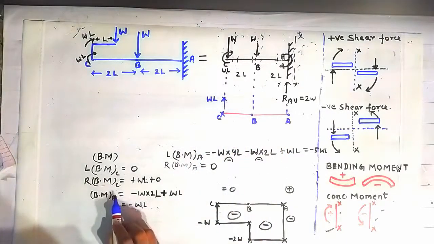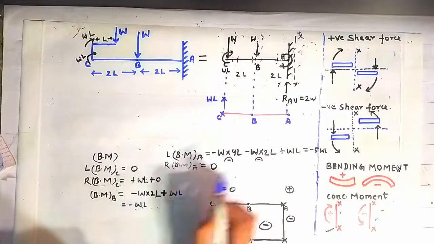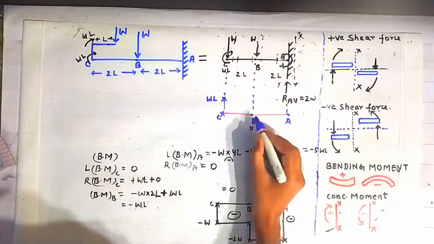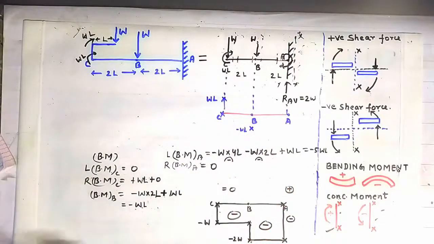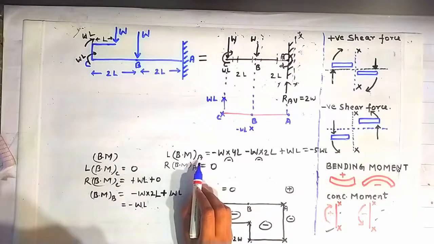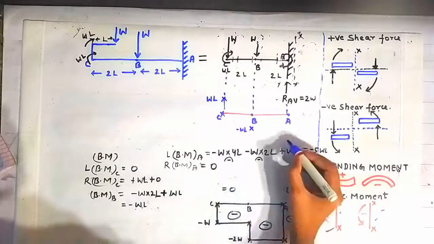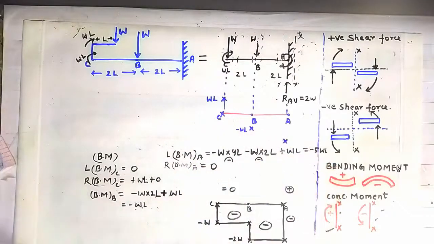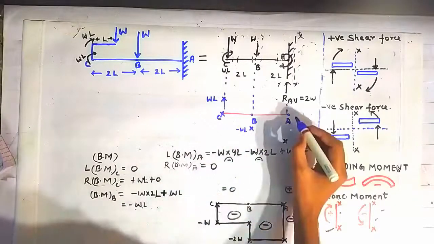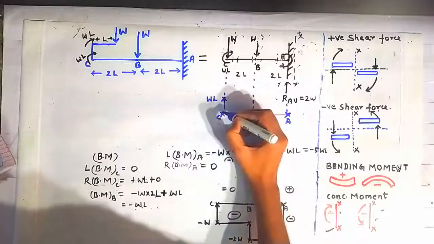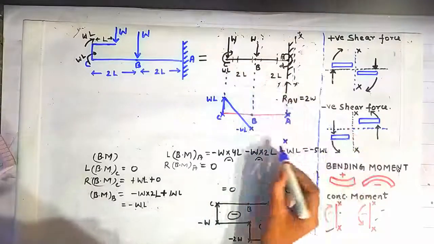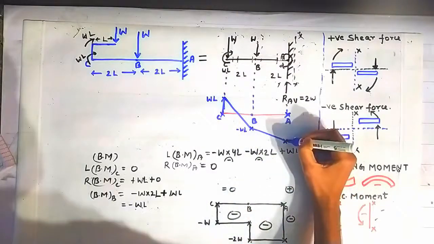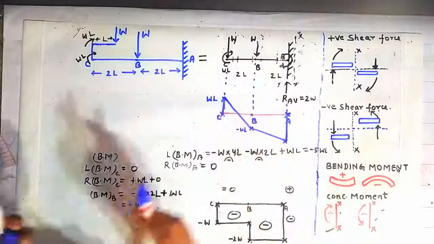The bending moment at the point B is minus WL, so going minus WL below this line, this is minus WL. And the bending moment at the point A on the left side is minus 5 WL, so minus 5 WL will lie somewhere here. You have to choose a suitable scale for it. And on the right side of the point A, the bending moment is again 0. So joining the first point with the second, the second with the third, the third with the fourth, and the fourth with the fifth, you will get your bending moment diagram.